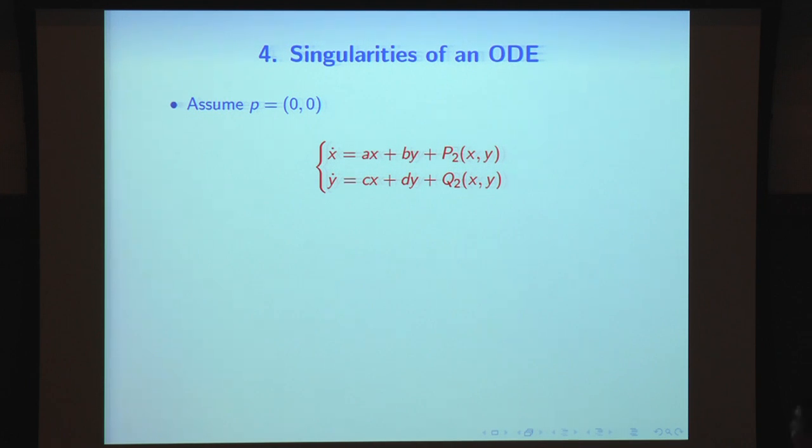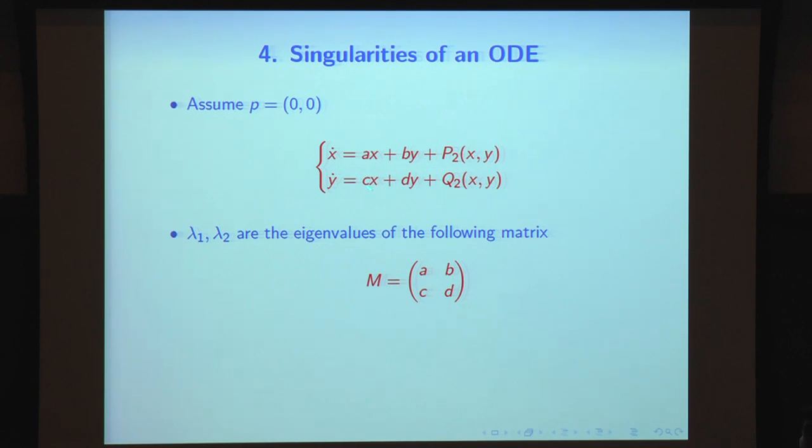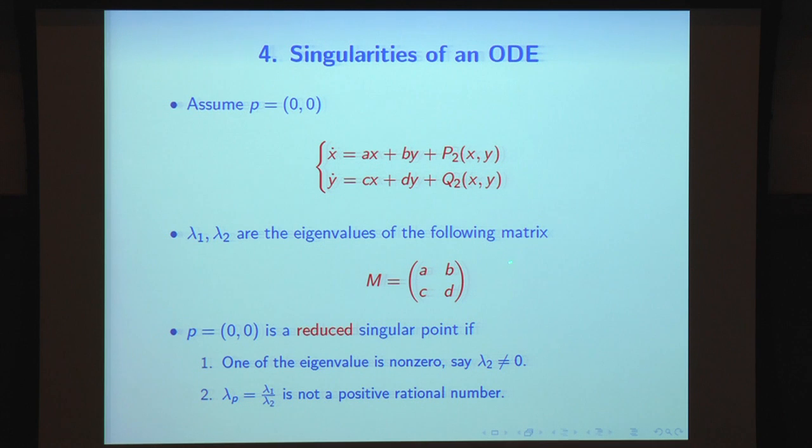Okay, how to get the formula for ODE? The first step is to define the eigenvalue for a singular point of an ODE. For example, we can write the ODE like this. We consider the linear part at the singular point, so we have a matrix M coming from this. The matrix has two eigenvalues. The two eigenvalues are not good invariants of the singular point, but the quotient is an invariant of the singular point.